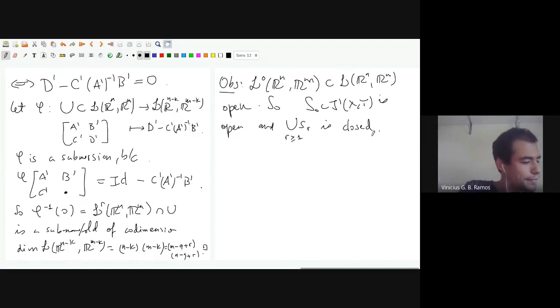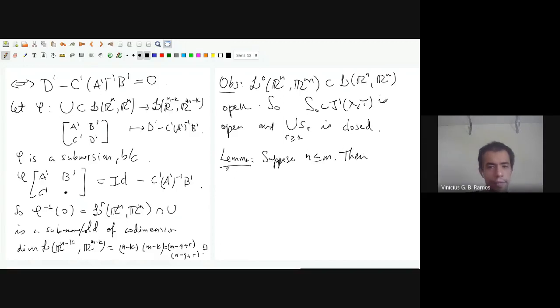That's this very simple example. So someone asked at the beginning of the class, what are some natural submanifolds of jet spaces? And here are some. Now we're going to talk more about immersions, and we're going to leave submersions for another time. Lemma: suppose n is less than or equal to m. Then the set of immersions.